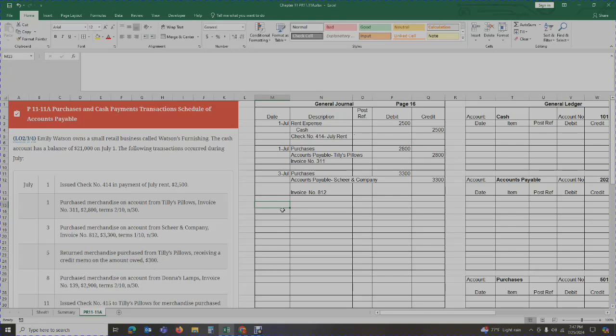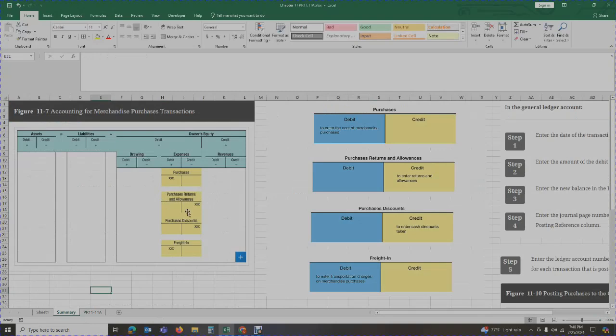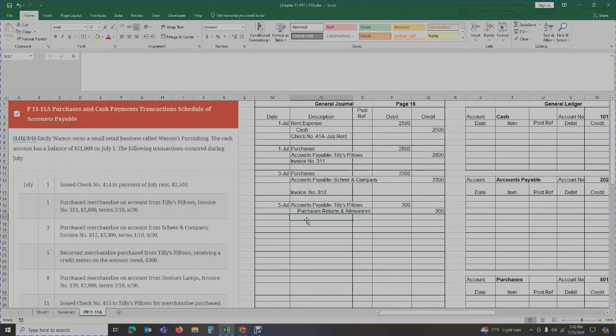So we're going to go ahead on July the 5th. We're going to debit accounts payable to offset the return. And this is for Tilly's Pillows. Okay. And the return is for $300. And then the account that we're going to offset it against is purchases, returns, and allowances. $300. And that account, we can see it here, purchases, returns, and allowances. And you credit it for any returns made or allowances made. Okay. So that happened. This is for returned merchandise.